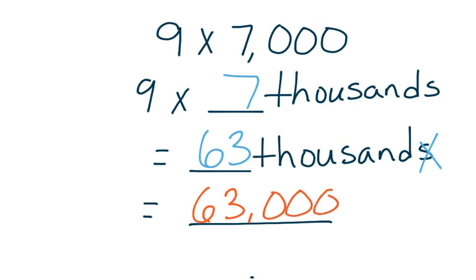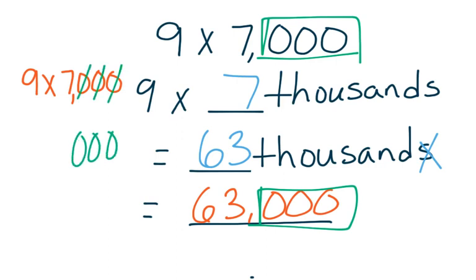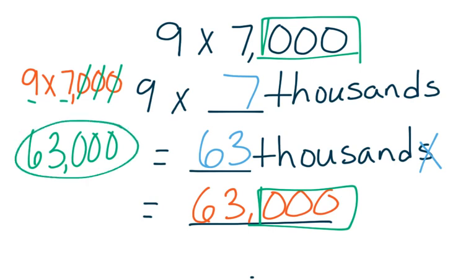63,000. But just like our last problem, we have 3 zeros here that represent thousands. We can take those 3 zeros out and then add them back in when we write our product. So when we had 9 times 7,000, we can remove our 3 zeros, add them into our product, and then write our product of 9 times 7, which is equal to 63. And that is our final answer. As long as we know our basic multiplication facts, multiplying times tens, hundreds, and thousands is super, super simple.